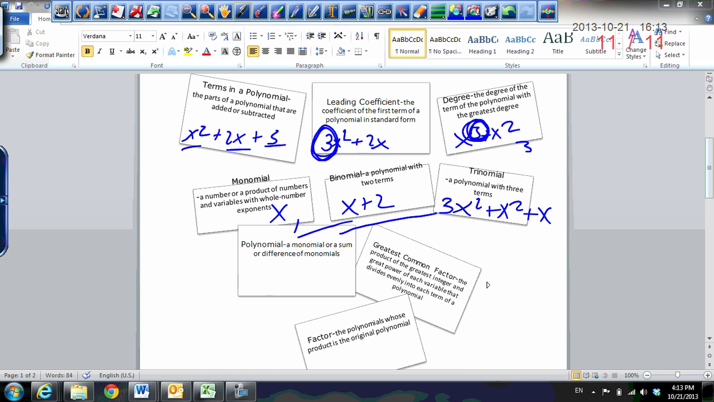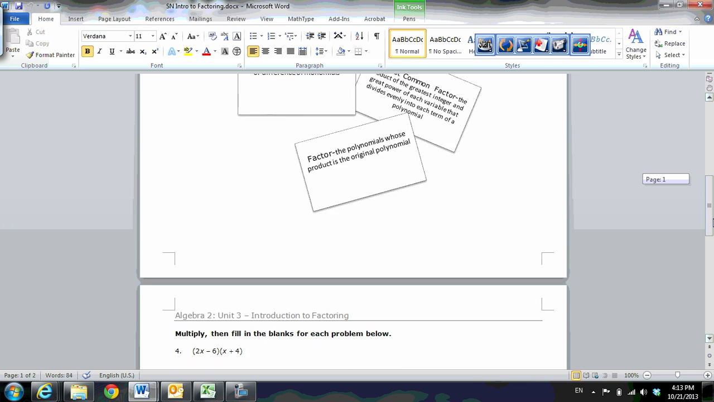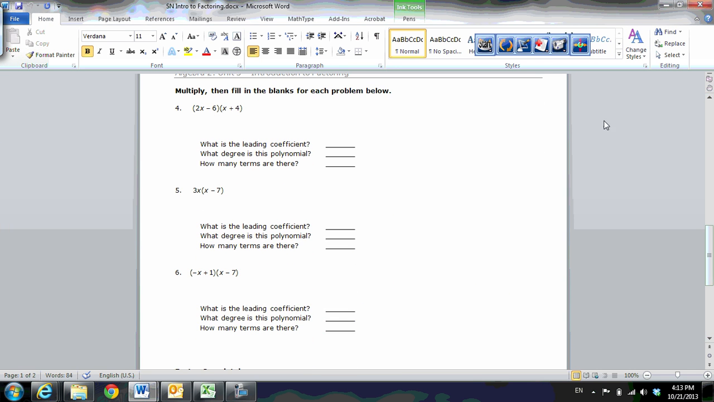GCF is something that they have in common. So 5x plus 15, the GCF would be 5. Something they both have in common. And factoring, that's when we're pulling something out, and that's what we'll get to here momentarily. Before we do that, let's review some of that terminology.